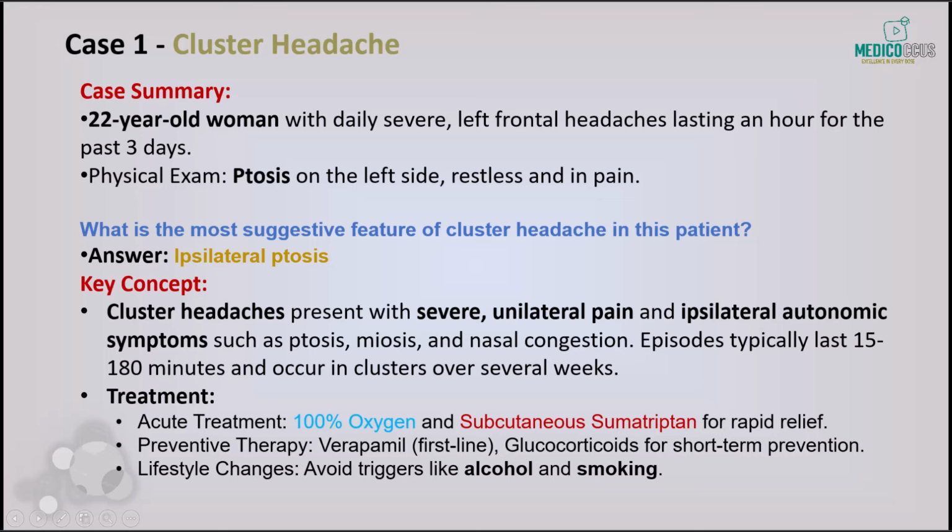cluster headaches. Cluster headaches are characterized by rapid onset of severe unilateral pain that typically involves the periorbital or frontal regions and is accompanied by autonomic symptoms, such as ptosis, miosis, and nasal congestion. These episodes last 15 to 180 minutes and occur in clusters, often at the same time every day. The presence of autonomic symptoms is what strongly differentiates cluster headaches from other headache types, such as migraines. Treatment of acute attacks is usually with oxygen therapy or triptans, while verapamil is often used as a preventive measure.